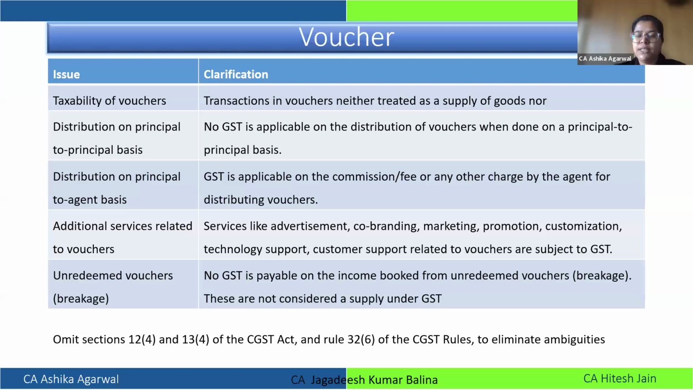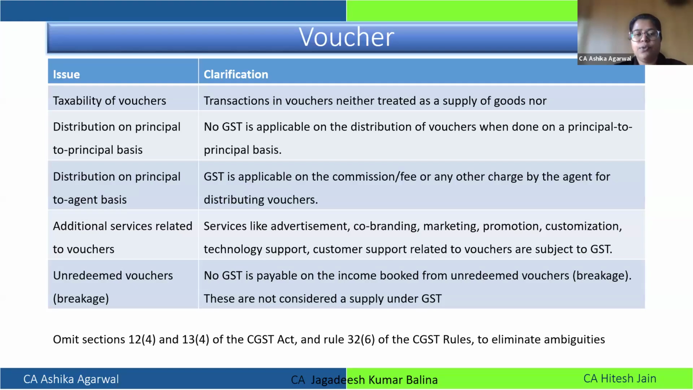But when it comes to principal to agent, here they are saying GST will be applicable, but it is not on the voucher value. It is to be seen what the agent is earning by selling the voucher, meaning the commission or fee he is getting by working as an agent for the voucher. Based on that, GST will be determined, not on the voucher value. So based on what the agent is earning through distribution of this voucher, GST will be applicable.